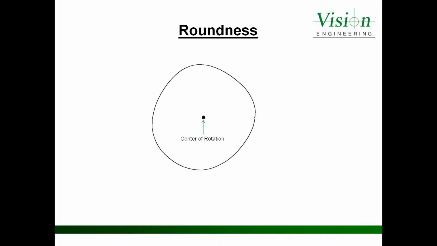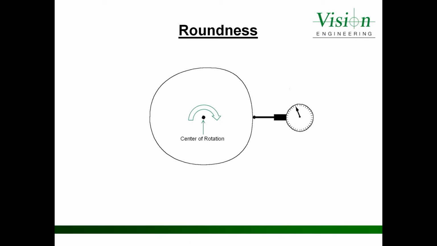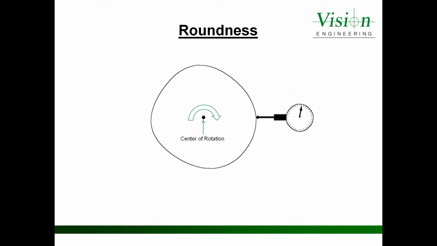This is sometimes quite difficult to find, since we have to find the least squares best fit circle. Then from that least squares best fit circle, calculate out the center of rotation. We then rotate about this center of rotation, and with the dial indicator, we'll measure the roundness. As we rotate the part, the total indicator reading is our roundness value.